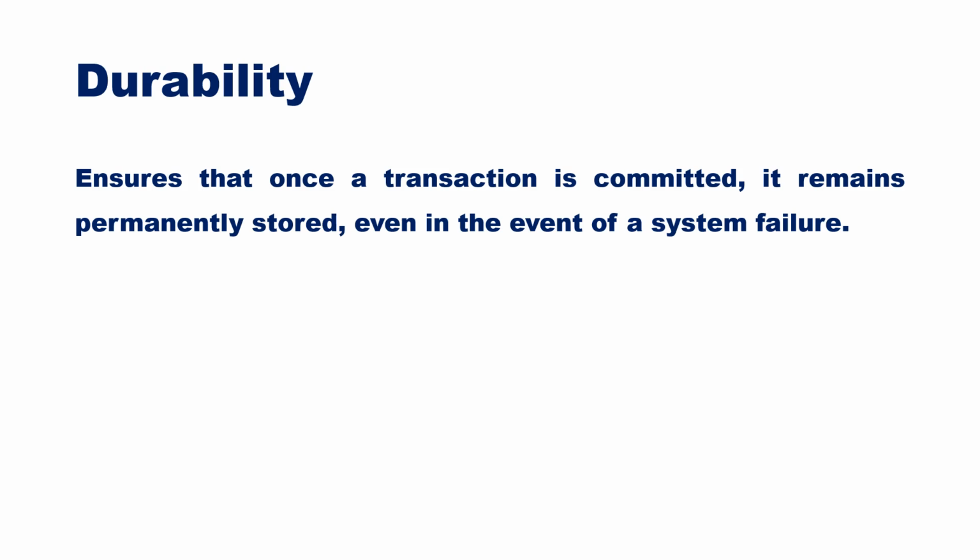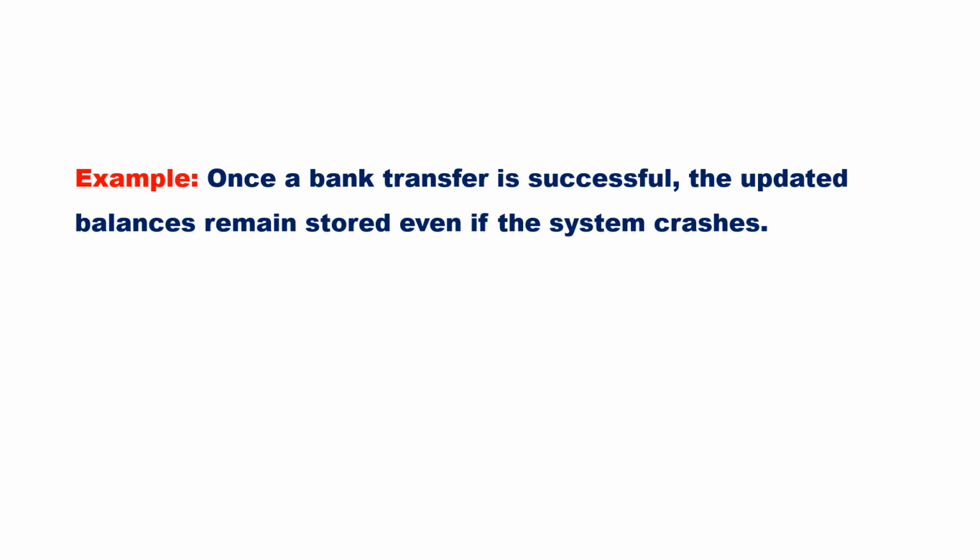The final ACID property is durability. Durability ensures that once a transaction is committed, it remains permanently stored, even in the event of a system failure. For example, once a bank transfer is committed, the updated balances are safely stored in the database. Even if a system failure happens right after this, the changes will not be lost. The database ensures the balances remain accurate and updated.